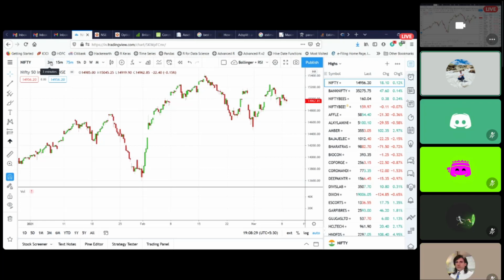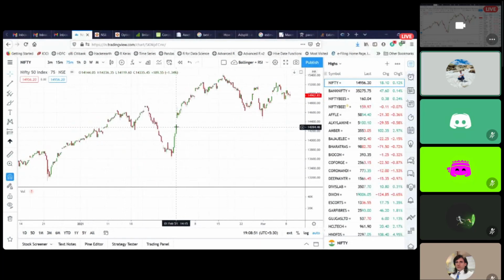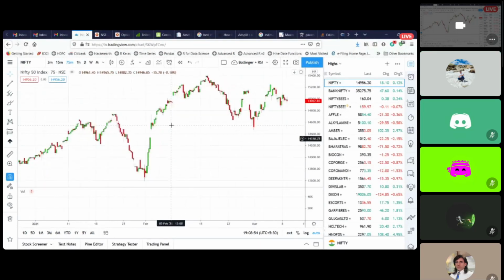So I look at 3 minute, 15 minute, 75 minute, then daily, weekly, monthly. So almost all of them are at factors of 5. So 75 minutes is my primary time frame. Then I also look at what's happening in 15 minutes and daily time frames also to see how the entries are looking and how the support resistance is framing up.